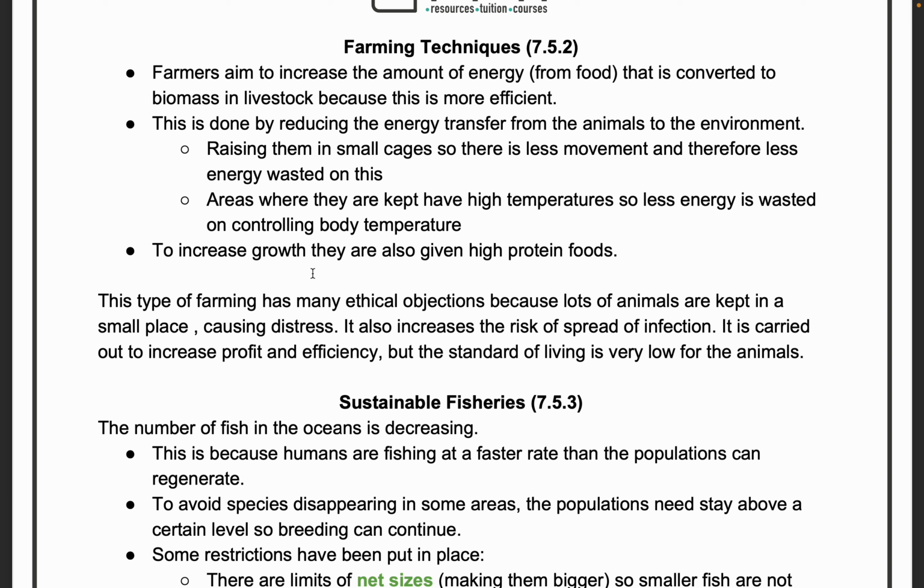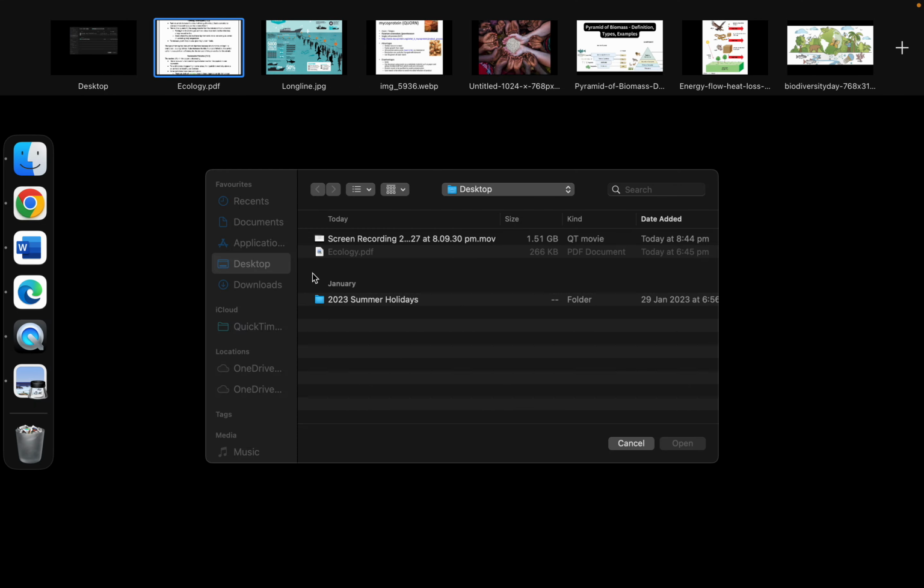Areas where they are kept have high temperature, so less energy is wasted, and the body becomes nice and fat. To increase growth they are also given high protein food. These are not very healthy methods of farming. This type of farming has many ethical objections because lots of animals are kept in a small place, causing distress. It also increases the risk of spread of infection, and with a single infection the whole chick farm, for example, can get affected. So farming techniques have to be good.